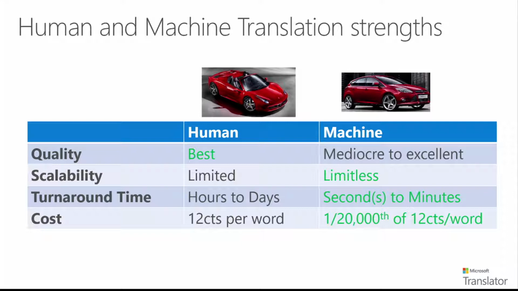But the machine has several distinct advantages. It scales easily. You can translate a small amount, a gigantic amount, in a very short amount of time, in seconds or minutes. And so it's about 20,000 times cheaper than human translation. So there are three quite significant advantages.